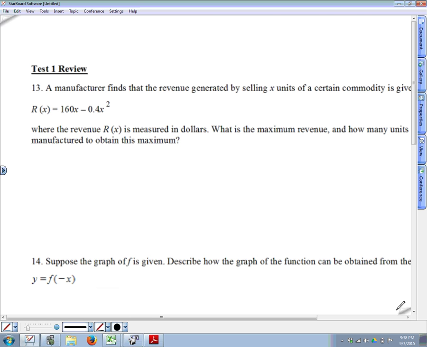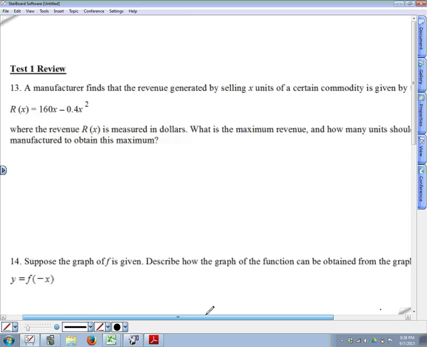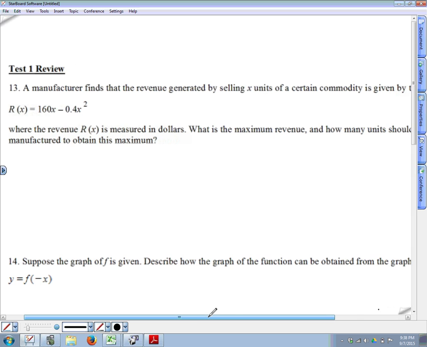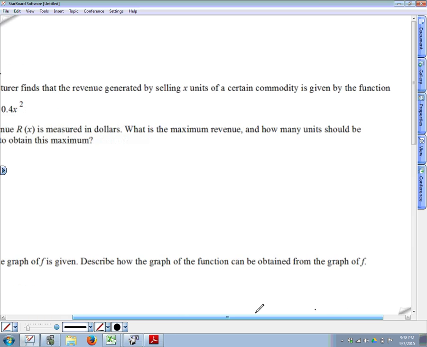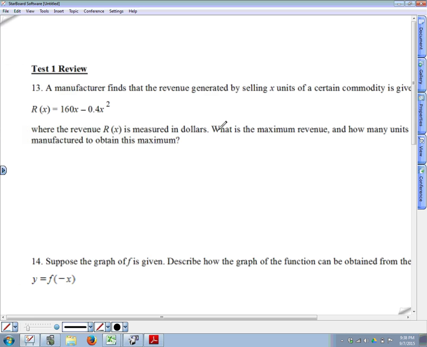Okay, this is another application problem from section 3.1, pretty much the same as the previous problem. A manufacturer finds that revenue generated by selling a certain commodity is given by this function, where revenue is measured in dollars. What is the maximum revenue and how many units need to be manufactured to obtain this maximum? The key word here is maximum, and tying that back into this, you can see that this is the equation of a parabola, and since it has a negative leading coefficient, the parabola is facing upside down again, so this parabola has a maximum.